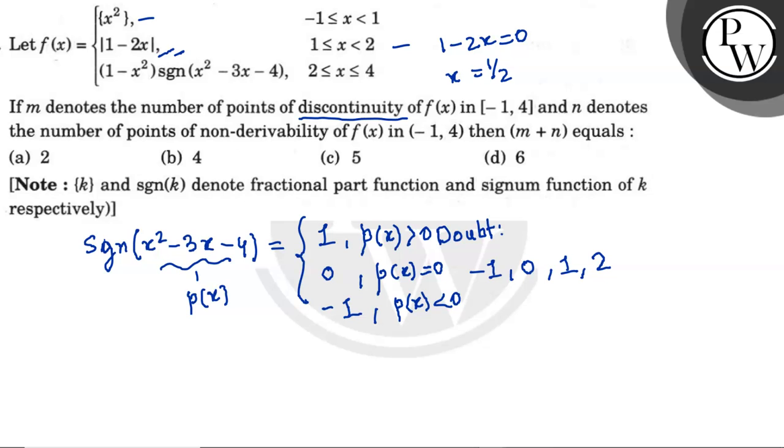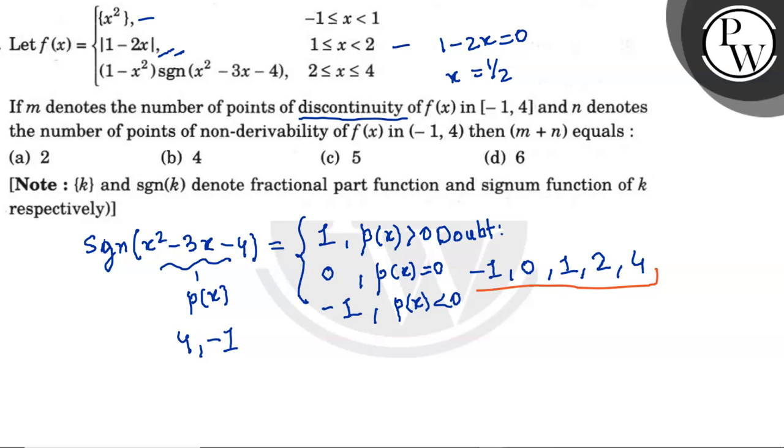Which means that the roots of this quadratic equation are 4 and -1. So the other possible point of discontinuity is 4, and -1 is already there. So among these, we have to check whether these are points of discontinuity or not.